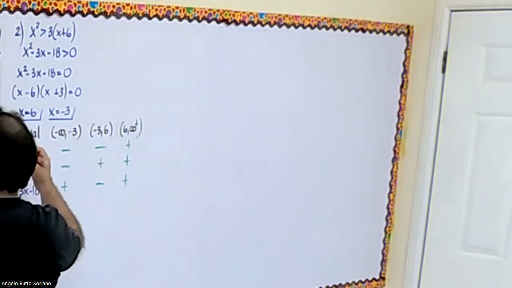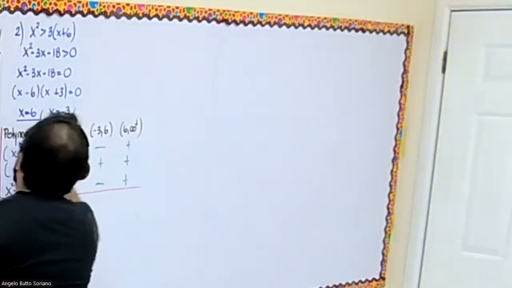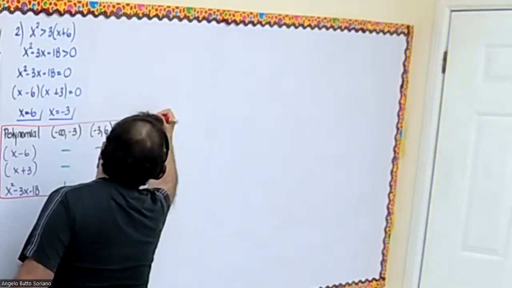And what do we have? Again, the table of signs.